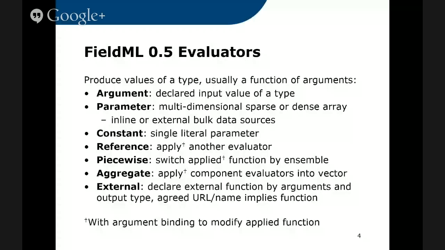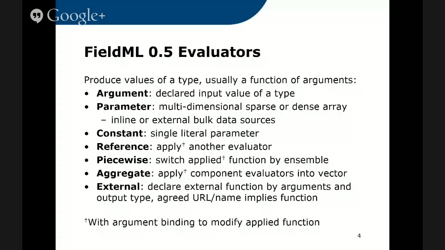And there's one final type of evaluator. So I mentioned that binding is how you adapt these evaluators. The external evaluator is a way of declaring a function that isn't part of the language. You just give the name and it ends up being a URL. Under the CellML.org CellML 5 library, there are a bunch of external evaluators that represent a matrix function. I'll talk about that later.